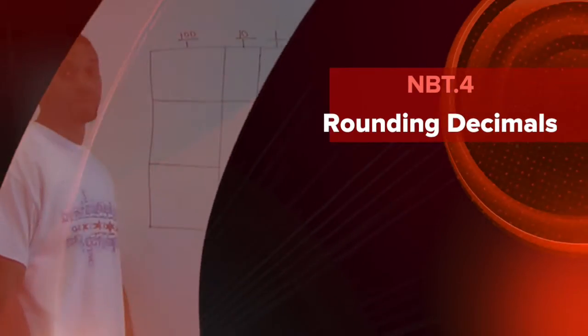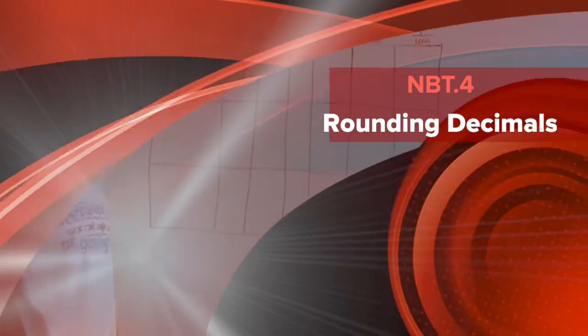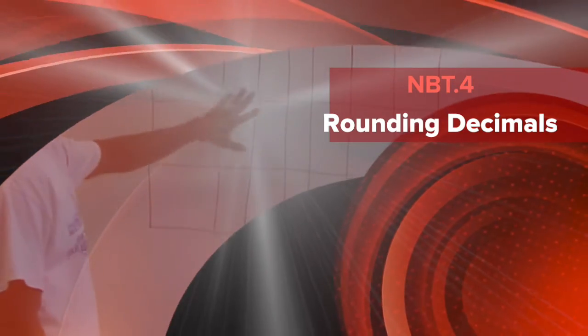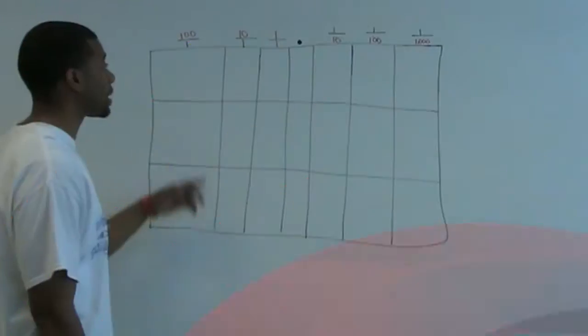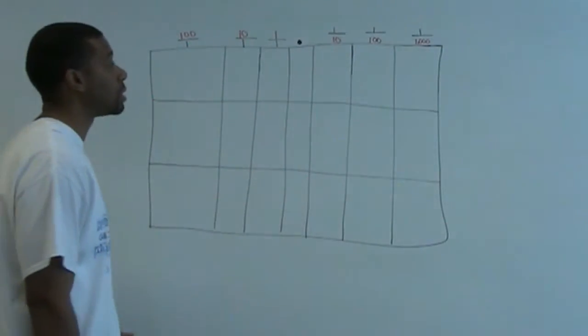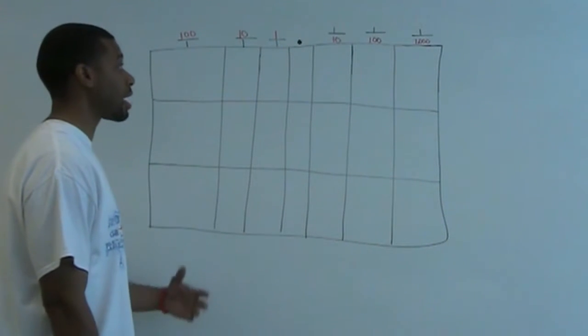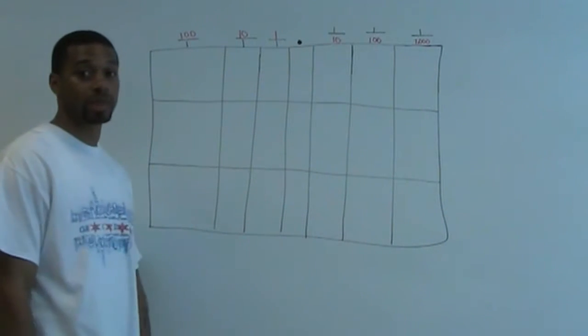Now we're going to move to NBT.4, which is rounding decimals. For this standard, we're going to go back to using our grid. We're going to place one digit inside of each column. This will assist us in identifying place value and rounding the decimals.